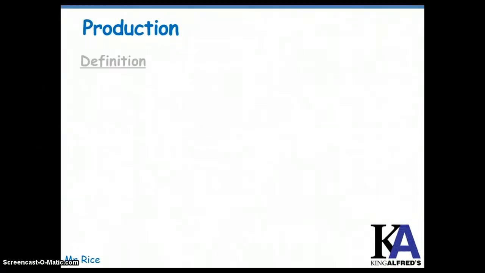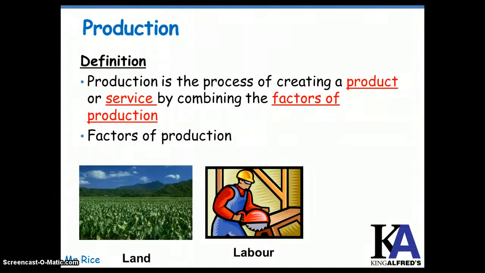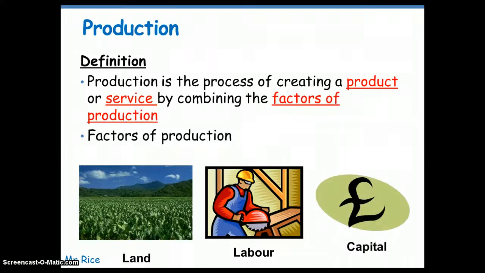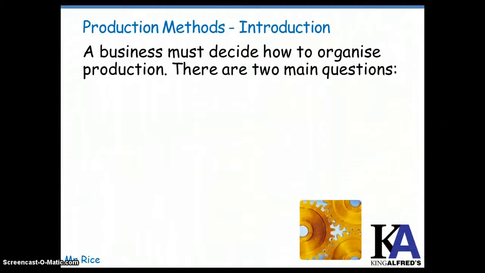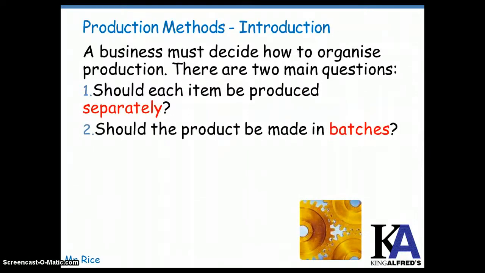So, production. Production can be defined as the process of creating a product or service by combining the factors of production. The factors of production are land, labor, and capital. So a business must ask itself two questions when it decides to start producing products. First one, should each item be produced separately? Or should the product be made in batches?